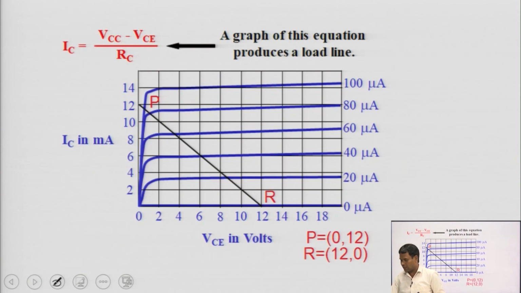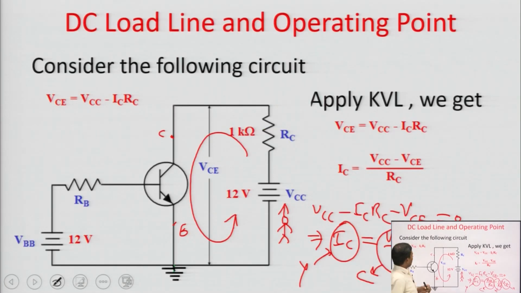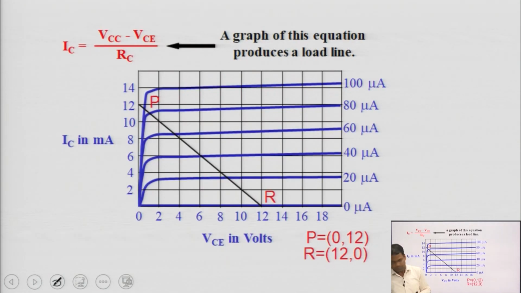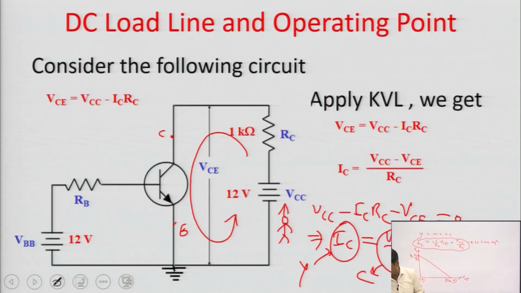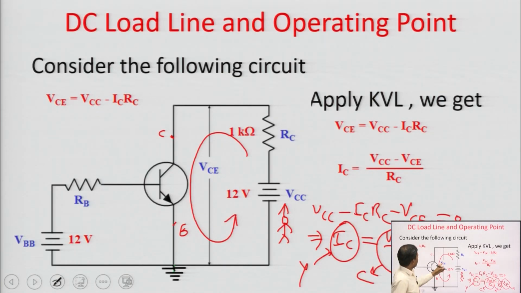I can draw it here on this graph also, because we have taken the value of VCC as 12 volt. We can easily see in the circuit that VCC is equal to 12 volt. This means the coordinates are here 12 volt and current is here 0. The coordinates are P is equal to 0 comma 12 and here R is equal to 12 comma 0. What is the value of RC? We can see here in the circuit that the value of RC is 1 kilo ohm.